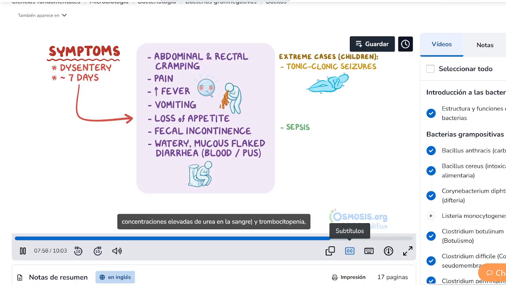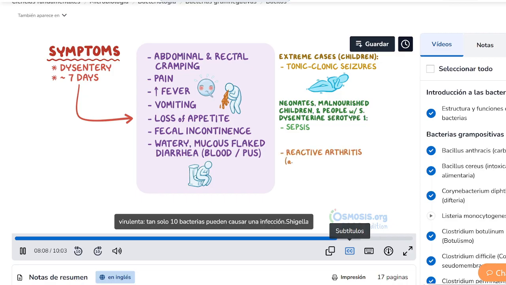And even sepsis can happen, but most often in neonates, malnourished children, and people with a Shigella dysenteriae serotype 1 infection. And finally, reactive arthritis, also called Reiter syndrome, can rarely occur in the weeks following an infection, and it usually affects the knee joints, causing pain and swelling.